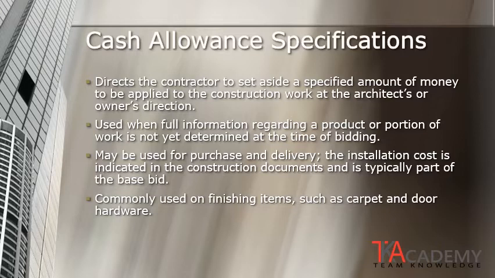The cash allowance may be used for purchase and delivery. The installation cost of a material or system should be indicated in the construction documents and is usually part of the base bid. This is commonly used on finishing items such as carpet or door hardware. Another example where this is used quite a bit is in remediation or repair to damaged work that is not yet known because it is currently concealed within the existing construction.